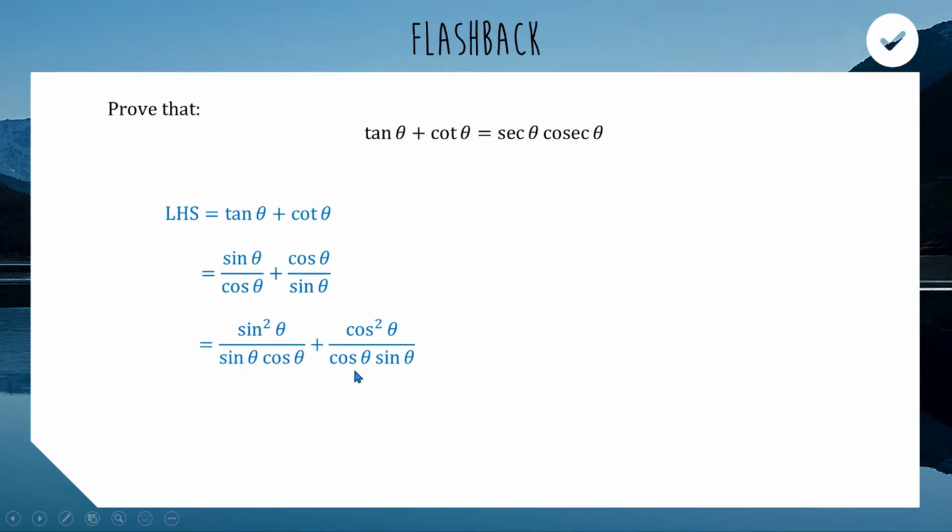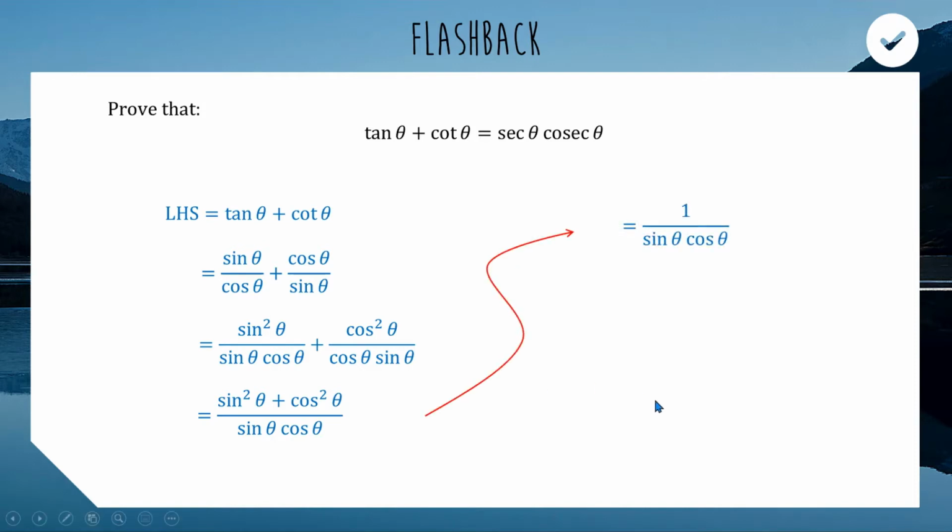Now we have a common denominator, so we can add the numerators. So we get sine squared plus cos squared all over sine theta cos theta. Now, what's another way of writing sine squared plus cos squared? Well, that's our Pythagorean identity. Sine squared plus cos squared is equal to 1. So we have 1 over sine theta cos theta, and 1 over sine theta is cosec theta, and 1 over cos theta is sec theta. So we can rewrite this as sec theta cosec theta, which is the right-hand side, which was the target. So we write equals right-hand side as required.